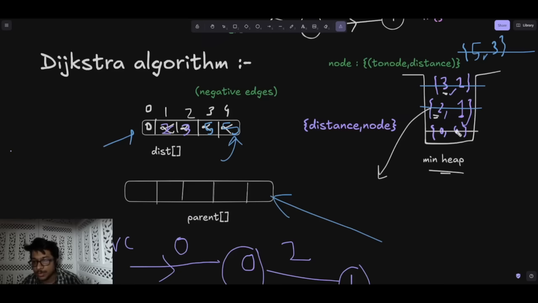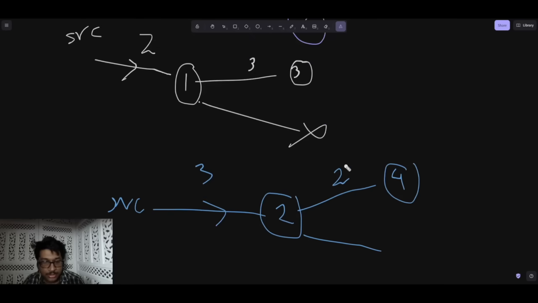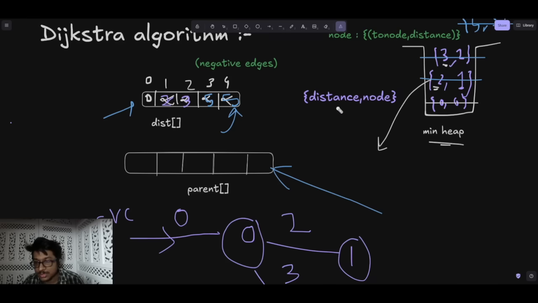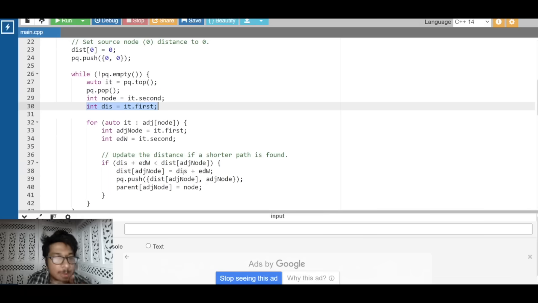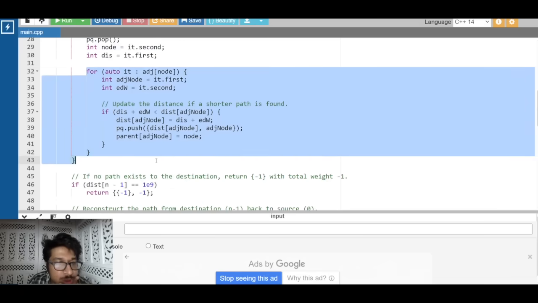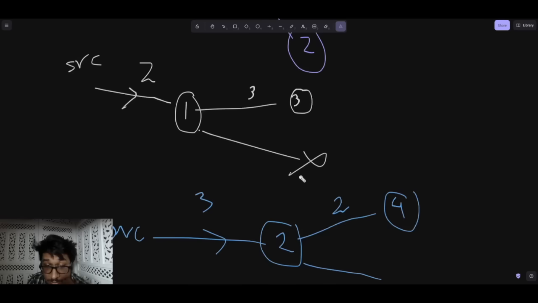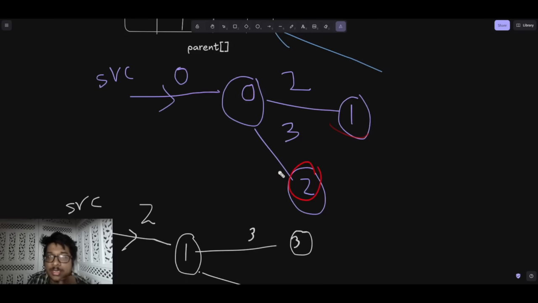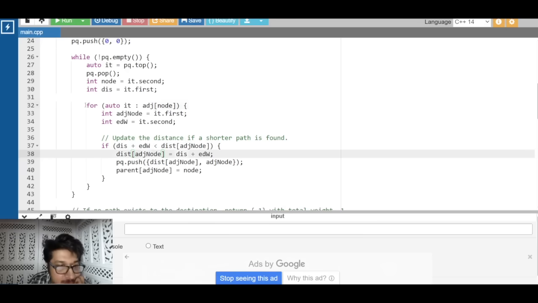So you saw I was popping out here like 3, 2. 3, 2 means the first part, 3, is the distance. The second part, 2, is the node, because it's arranged in the form of distance, node. Once you get that, you just loop through all of its adjacents. How do you get the adjacents of 3? I told you. How do you get the adjacents of, let's say, 0, 1 and 2? From the adjacency list. So that's what you do.